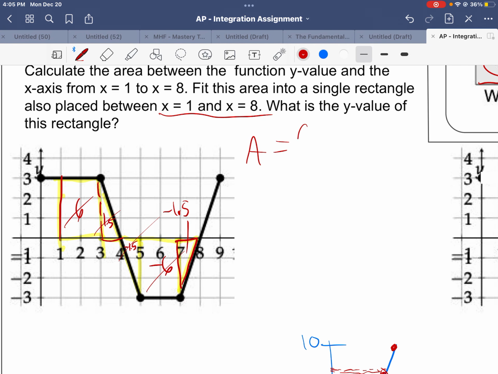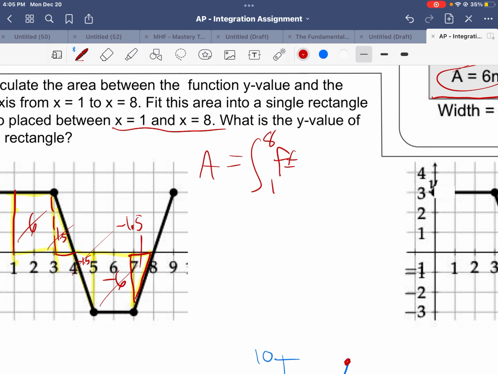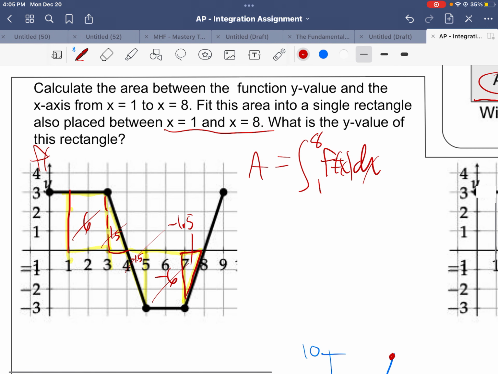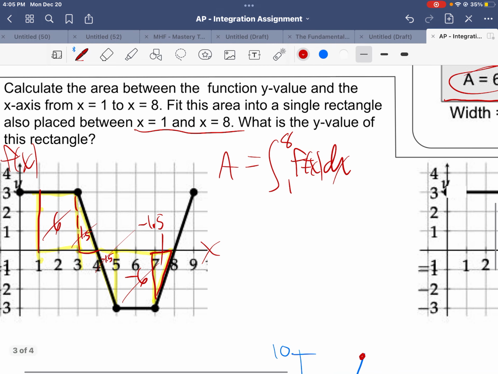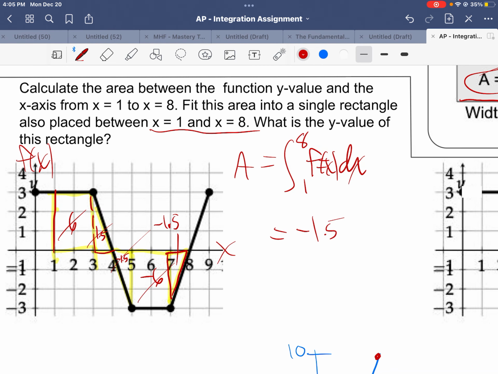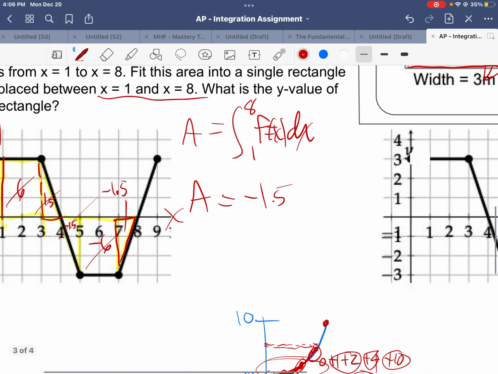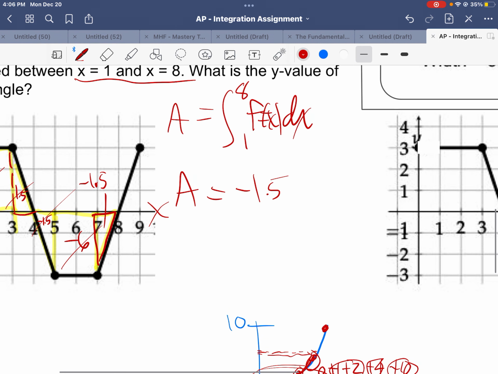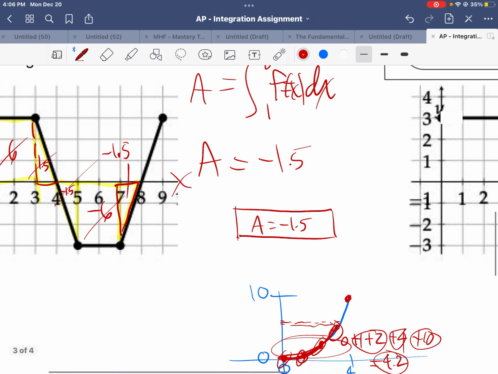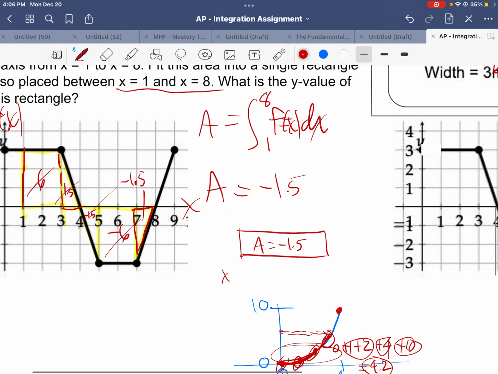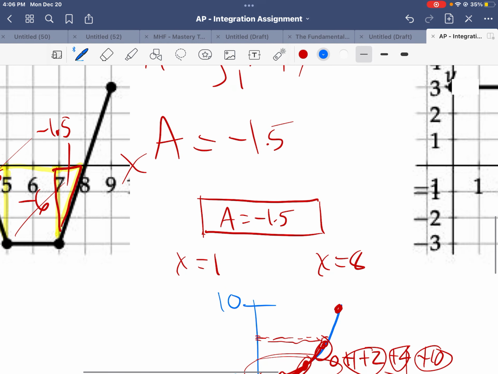By the way, we're going to call this function f of x. So the area from 1 to 8 of f of x dx equals negative 1.5. Okay, that's the area. So what I'm going to do over here is take that area, which equals negative 1.5, and I'm going to have this rectangle that goes from x equals 1 to x equals 8. So the width of this rectangle from here to here is 7. Right?